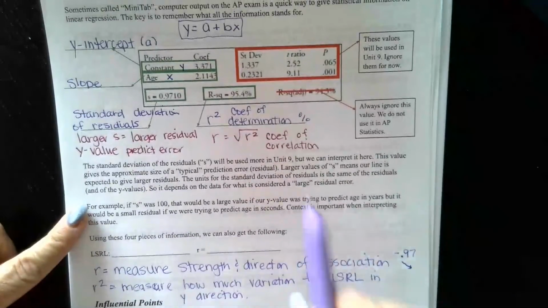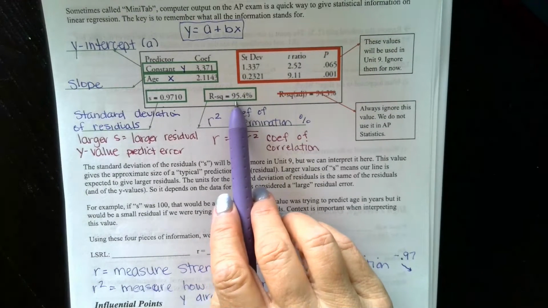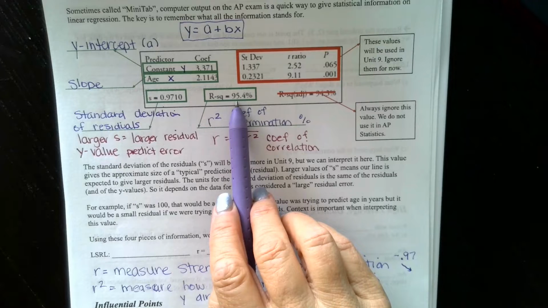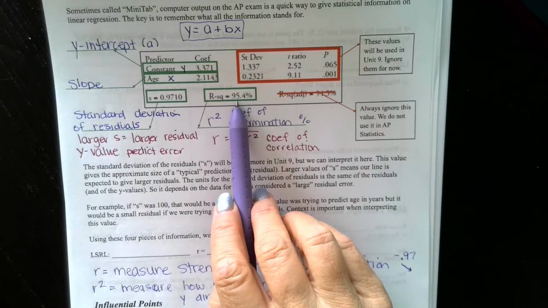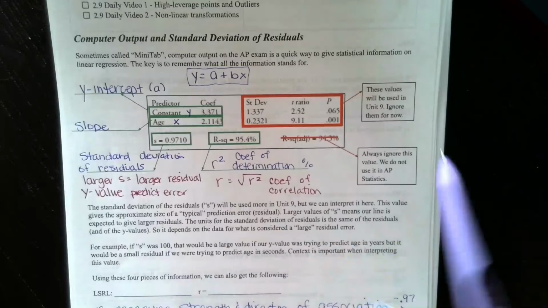All right, so if we look at this case, we have 95.4. This tells us that 95.4% of the data is accounted for with our least squares regression line. So this tells us the variation, versus R, which tells us the strength and direction. It's important to understand the difference between these two. All right, let's get back up here.